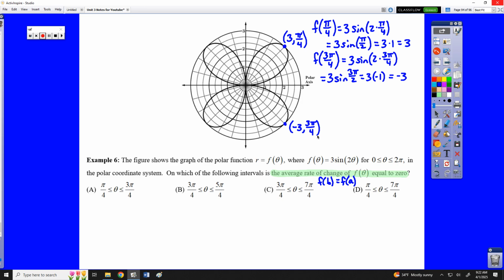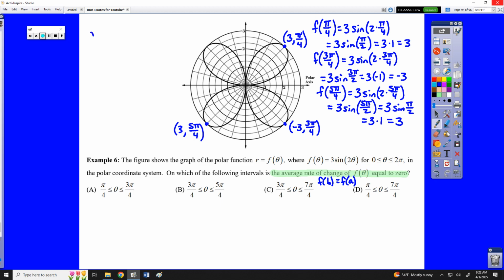We're going to continue this process, so next would be 5 pi over 4, which again is 3 times the sine of 2 times 5 pi over 4, which would be 3 times the sine of 5 pi over 2, which is 3 times the sine of pi over 2, because 5 pi over 2 and pi over 2 are coterminal, which would be 3 times 1, or 3 again. So this point down here is 5 pi over 4.